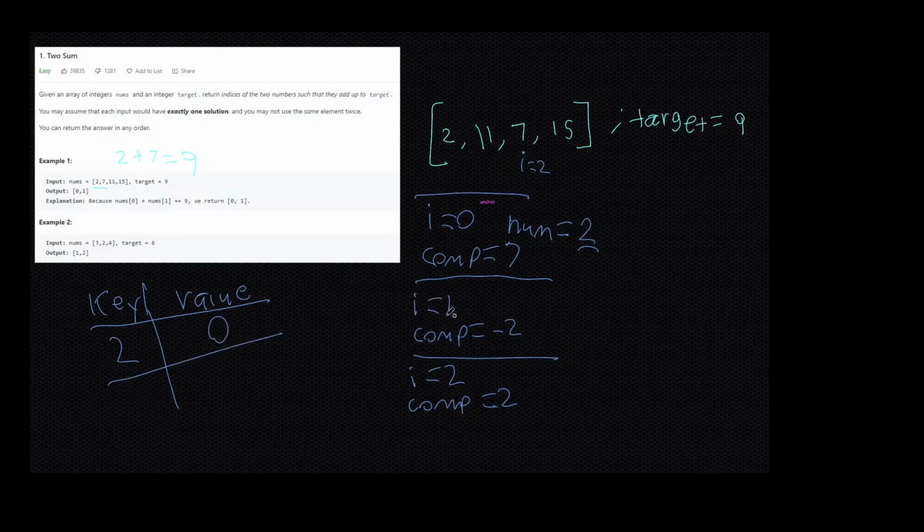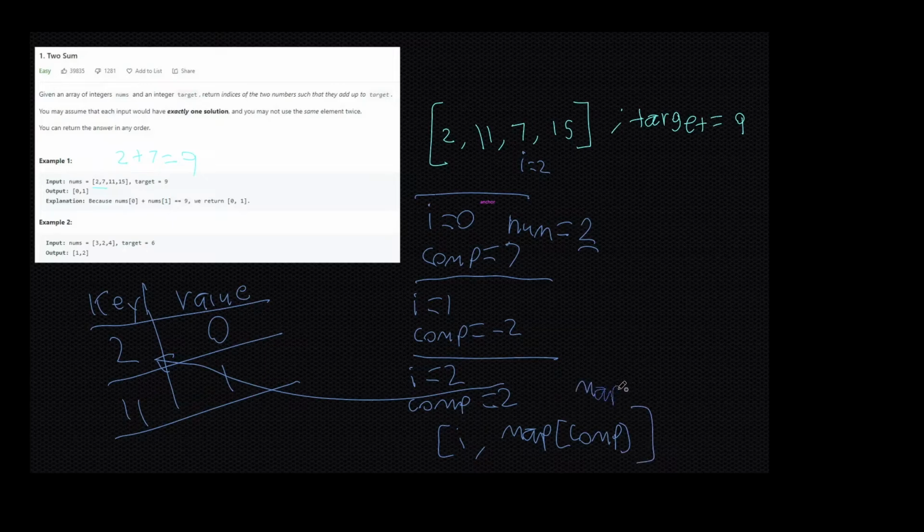Then we go to i equals 1, and we cache its value, 11 and 1. And now, where i equals 2 again, we have the complement value of 2, and we can do an O of 1 lookup in this map and figure out, okay, we have 2. It's right there. So here we can return our index. We return i and map of complement. Remember, map of 2 is equal to 0 right here. So that's the whole solution.